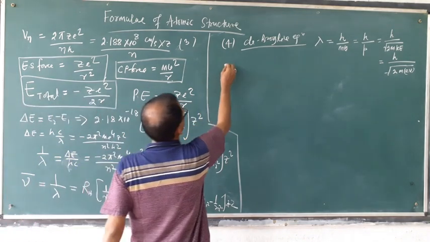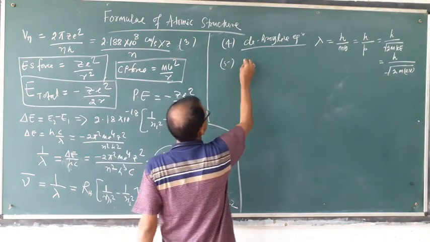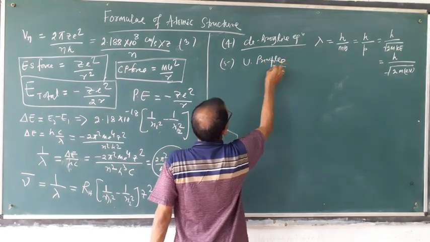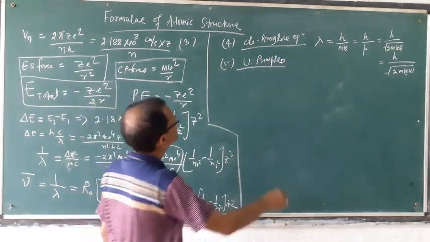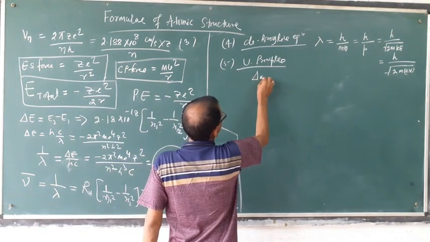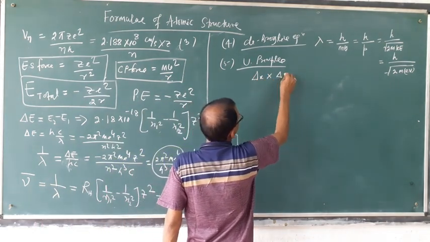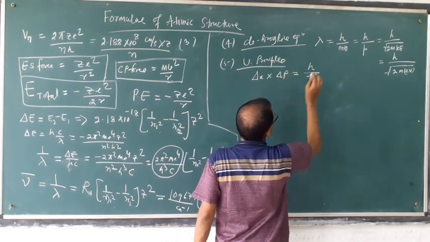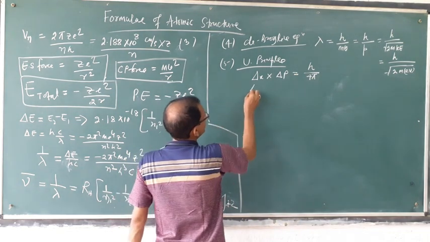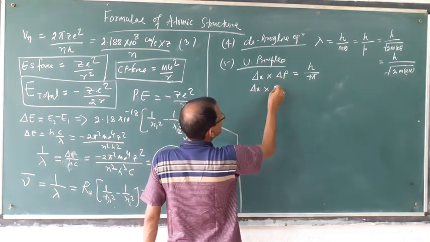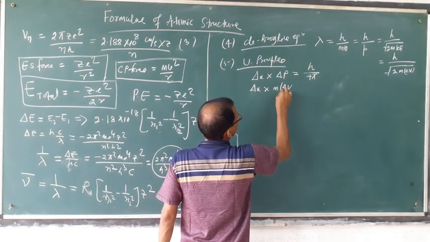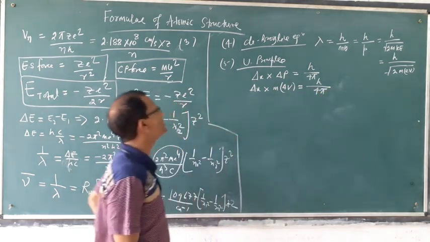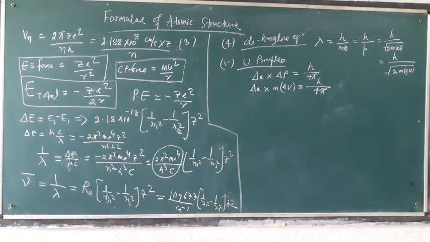Then the uncertainty principle: del x, the uncertainty in position, into del p, the uncertainty in momentum, is equal to h by 4 pi, which is equal to m into del v, is equal to h by 4 pi. This is the relation of the uncertainty principle.